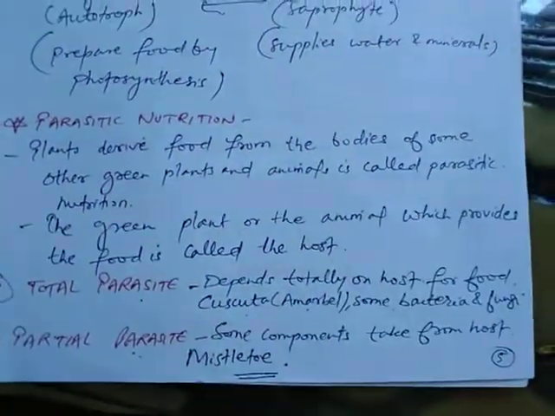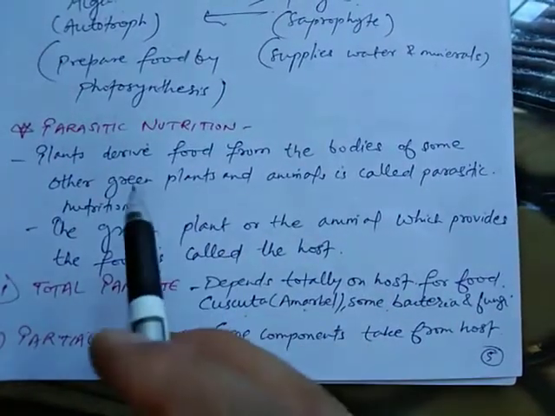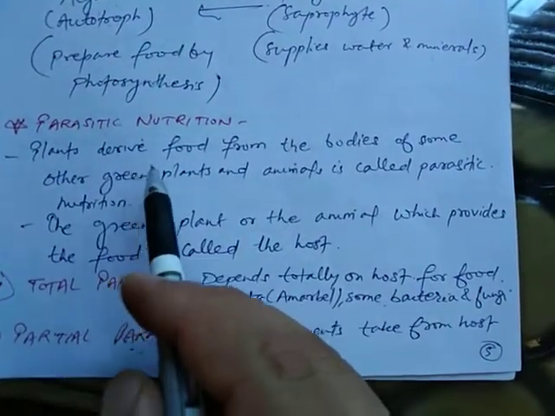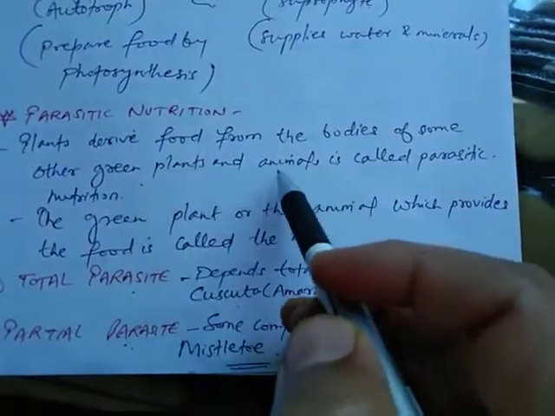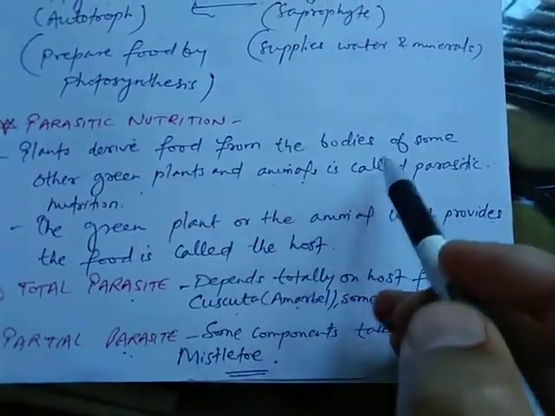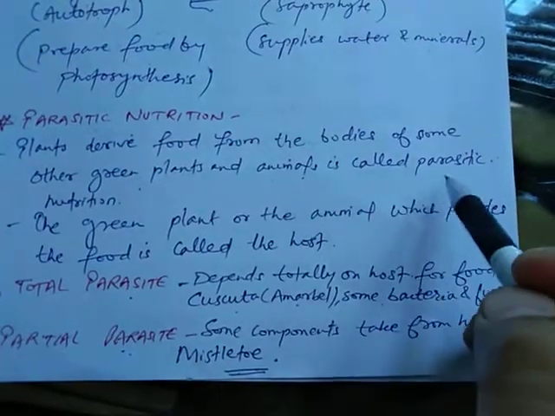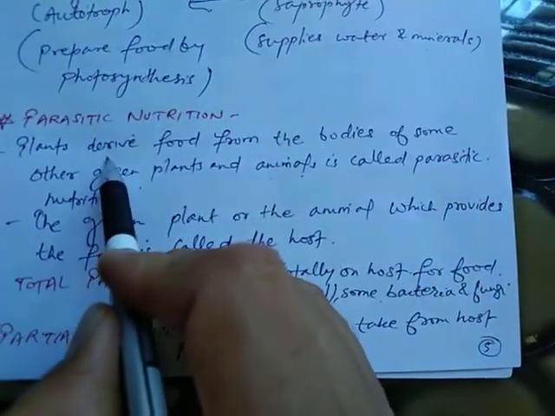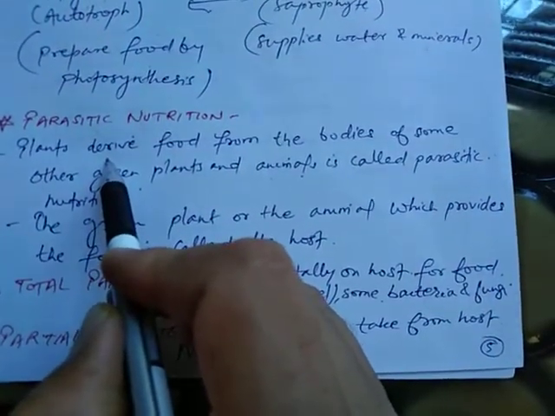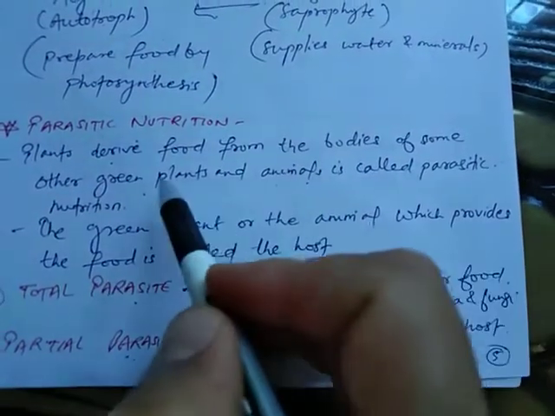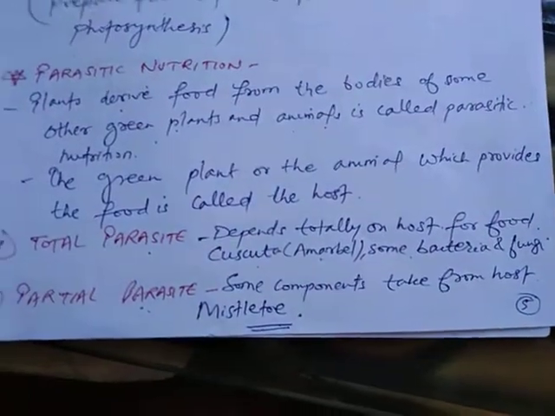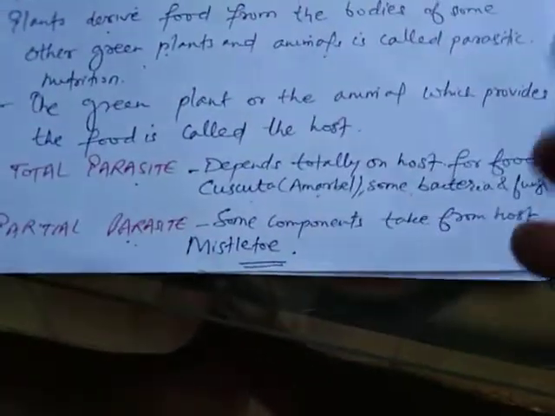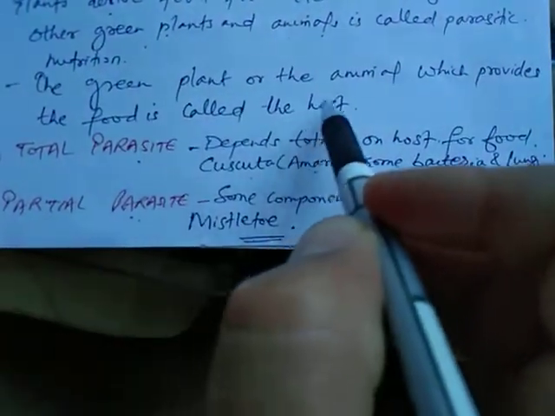Now parasitic nutrition is what they do. These plants derive food from the bodies of some other green plants and animals, and this type of nutrition is known as parasitic nutrition. It means they are not preparing their food, but they are depending on other plants as well as other animals for food. The animal or the plant on which they depend is known as host.